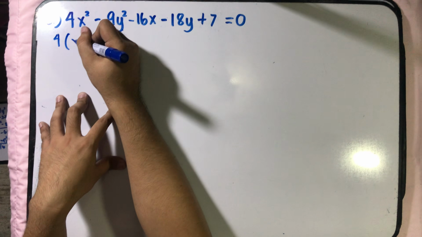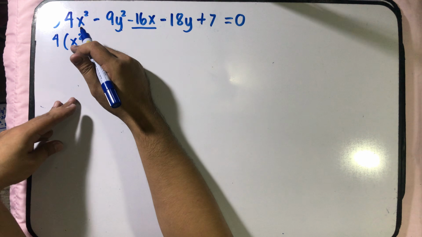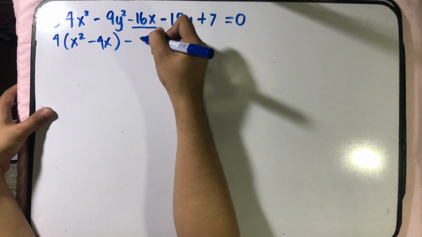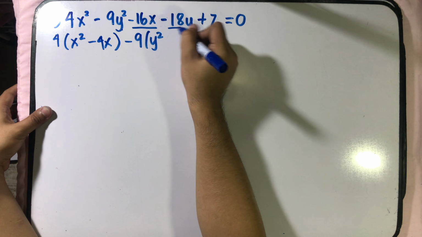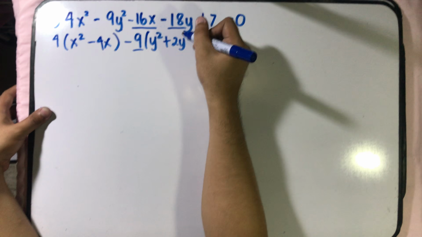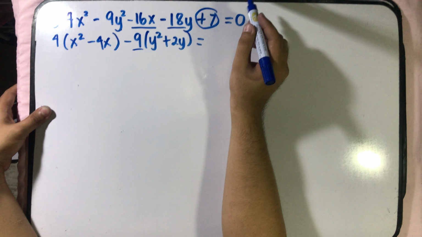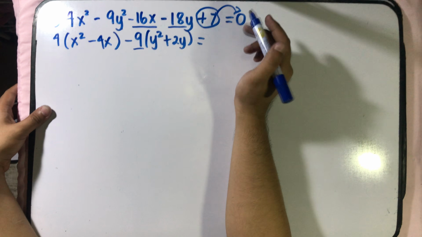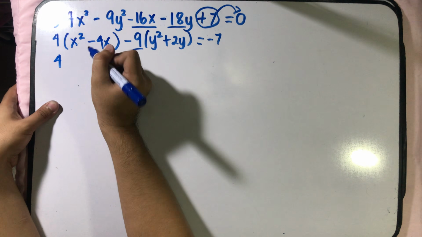In this case, we have x squared and then negative 16x divided by 4. Therefore, that is negative 4x, minus 9 times (y squared), this is negative 18 divided by negative 9. Therefore, that becomes positive 2y, which is now equal to, since this is the constant and it is on the right side, we need to transfer that out to the right side, and that becomes negative 7. Okay, so we have 4.